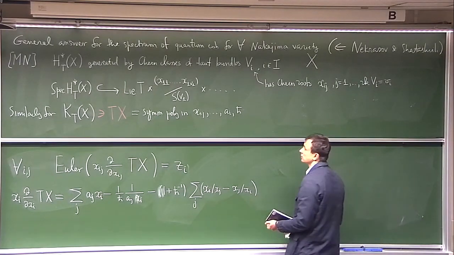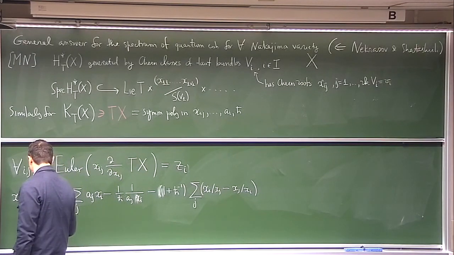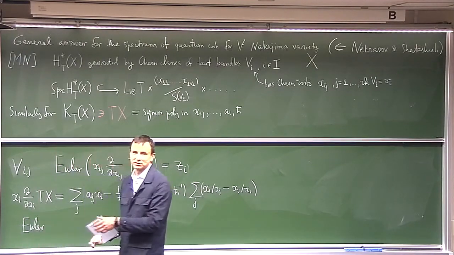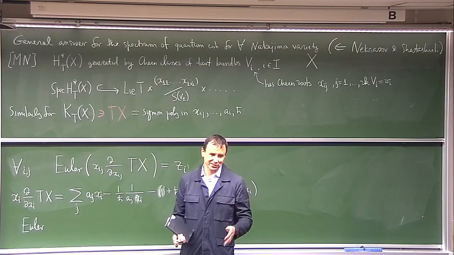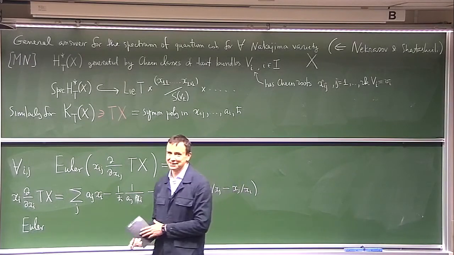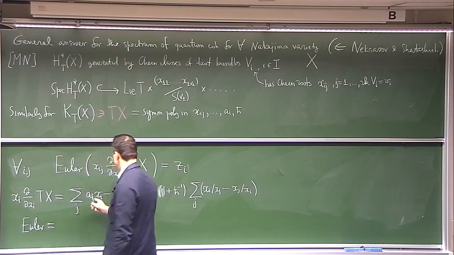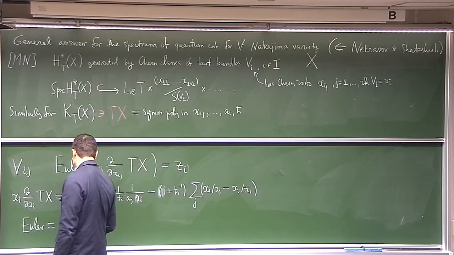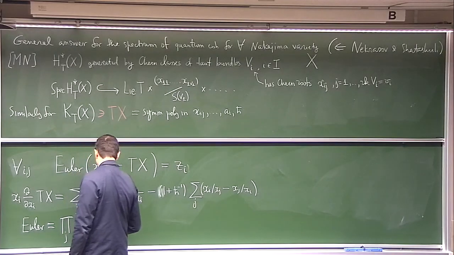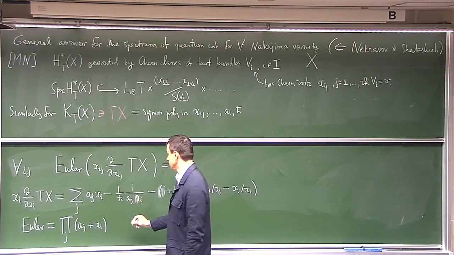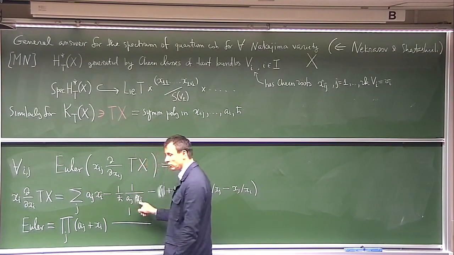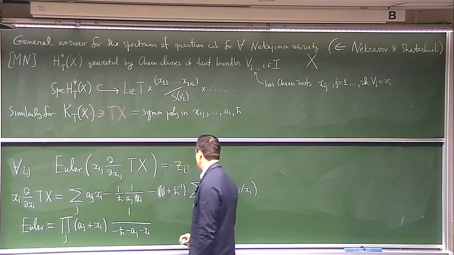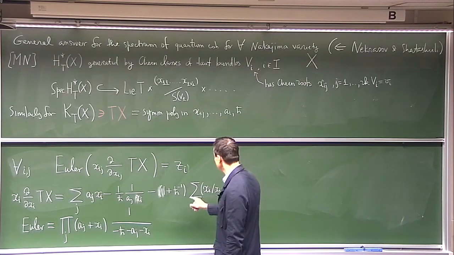So what would be the Euler class of this? I didn't introduce separate variables in cohomology and K-theory, so I'm going to use the same variables. I denote the logarithms of the variables by the same variables, so I hope it's okay. This means I take the product of the corresponding Euler classes. So it's going to be a product over j of aj plus xi. Now this one comes with the minus sign, and so they will go in the denominator, so it will be 1 over the product over minus h bar minus aj minus xi.